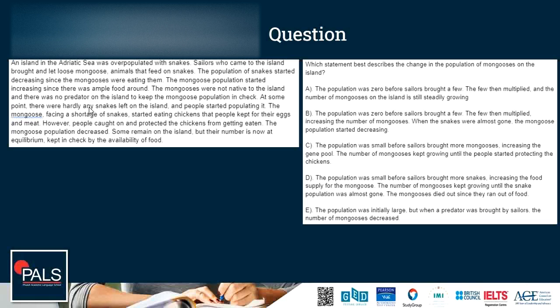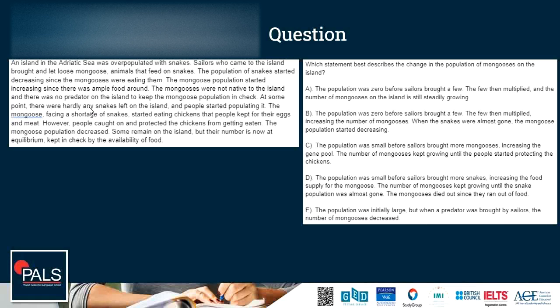E can be excluded. Here the population of mongooses and snakes are mixed up. It says the population was initially large. The snake population, not the mongoose population. But the question is about the population of mongooses on the island, not snakes. So E is wrong. E describes the snake population. What else can we exclude? We can exclude C and D.